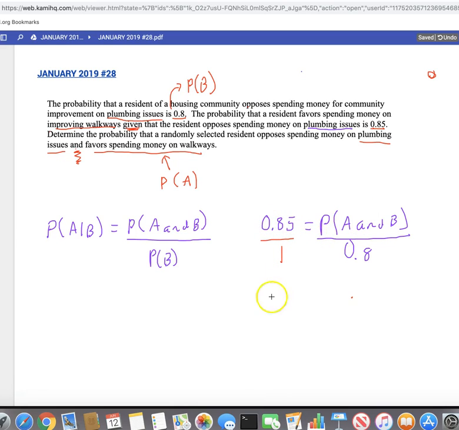To do this, we can put the 0.85 over 1. We can cross multiply here, and we get that the probability of A and B should equal 0.85 times 0.8, and 0.85 times 0.8 equals 0.68. And that is the answer. That's the probability they're asking us to find, and the answer to this particular problem.